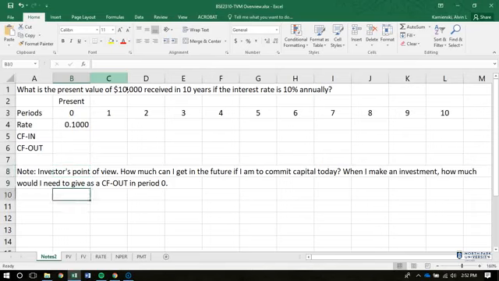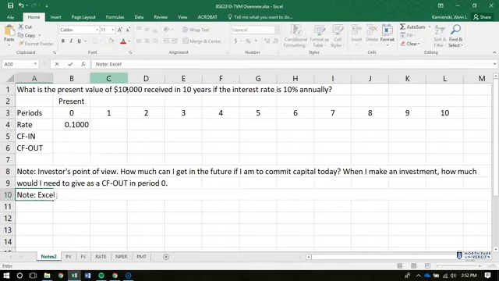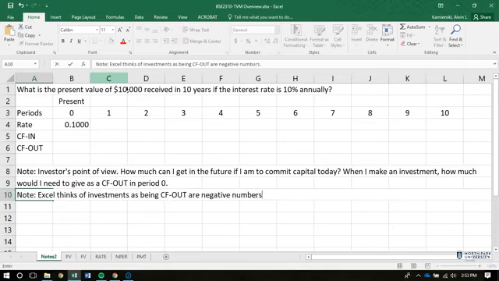Now, the second note that we're going to make is that when we deal with Excel, Excel thinks of investments as being cash flows out are negative numbers, and that cash flows in, meaning money you receive, are positive numbers.